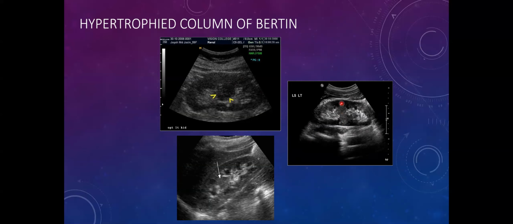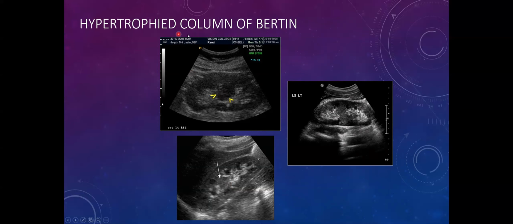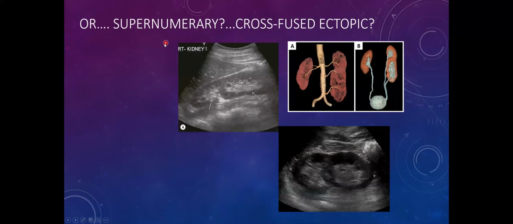Another column of Bertin, but this one really goes all the way across. So that makes me wonder. This column of Bertin goes pretty much all the way across, but you can see there it looks like there's still a little bit of sinus fat, or sinus anyway, going through those upper and lower moieties. So is it a hypertrophied column of Bertin, or a supernumerary kidney, or a cross-fused ectopic kidney?